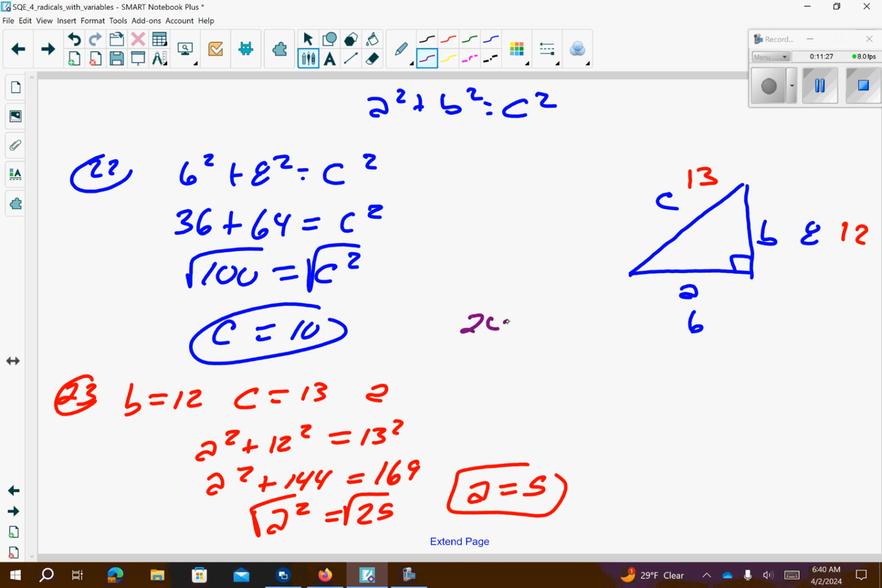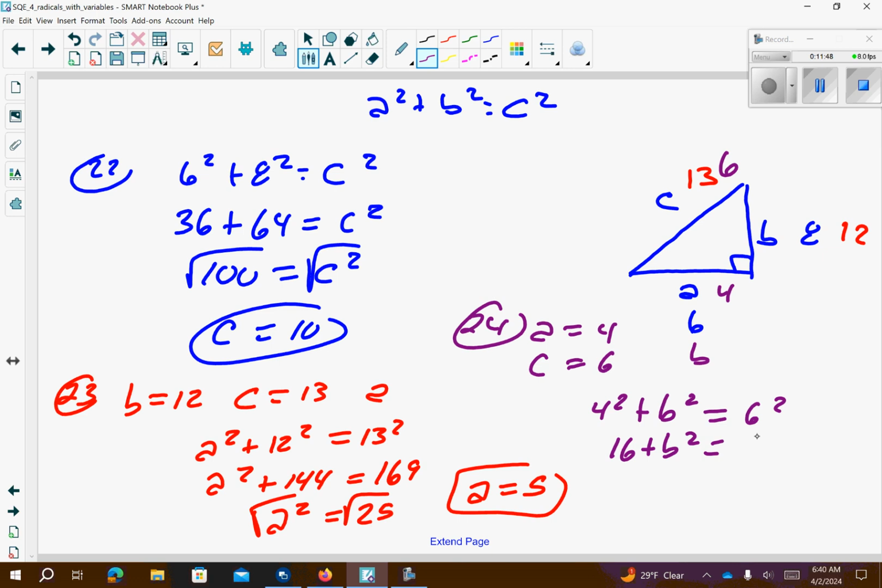And then number 24. We have A equals 4, C equals 6. Find B. So I have A equals 4, C equals 6, so we have to find B. I'm going to go A squared plus B squared is equal to 6 squared. So 4 squared is 16 plus B squared equals 6 squared, which is 36. Subtract 16 from both sides, so I wind up getting 20. Take the square root of both sides. Well, 20 breaks down to 4 times 5, so that's going to give me an answer of 2 root 5.